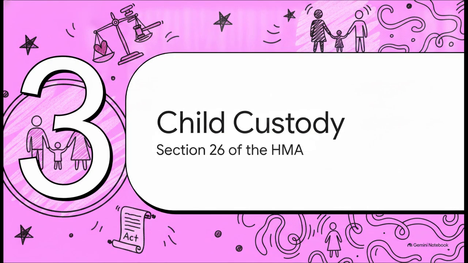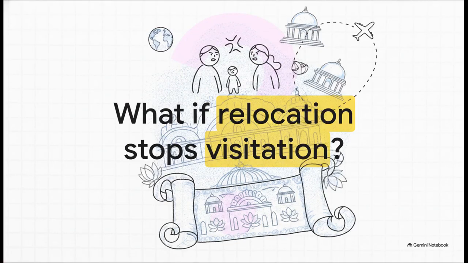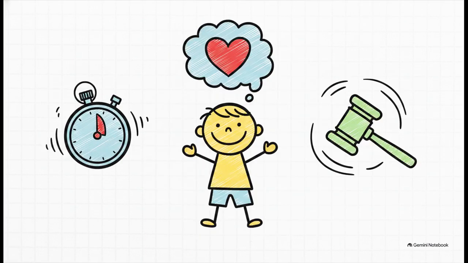All right, Section 3. Child custody under Section 26 of the HMA. So, shifting gears from financial reliefs, consider this highly relevant modern dilemma. What happens when one parent relocates internationally right in the middle of a bitter litigation, making standard in-person visitation completely impossible? Well, the foundational rule here is Section 26.